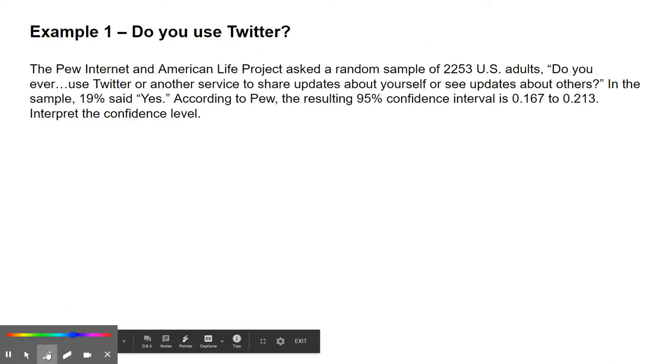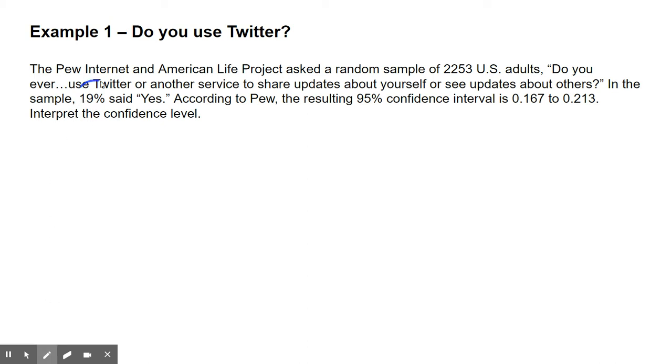All right, so example 1. Do you use Twitter? The Pew Internet and American Life Project asked a random sample of 5253 US adults, do you ever use Twitter or another service to share updates about yourself or see updates about others? In the sample, 19% said yes. So that is our sample proportion, right? This right here would be our p hat value. According to Pew, the resulting 95% confidence interval is here. So this is your confidence interval.